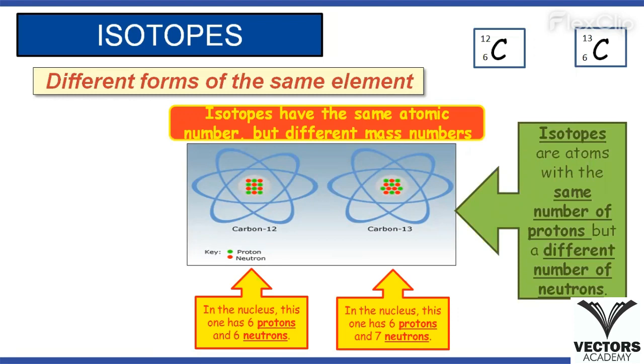Now, what are isotopes? Different forms of the same element. Isotopes have the same atomic number but different mass number. Just like carbon has two isotopes, carbon 12 and carbon 13. In the nucleus, carbon 12 has 6 protons and 6 neutrons, and carbon 13 has 6 protons and 7 neutrons. Isotopes are atoms with the same number of protons but a different number of neutrons.